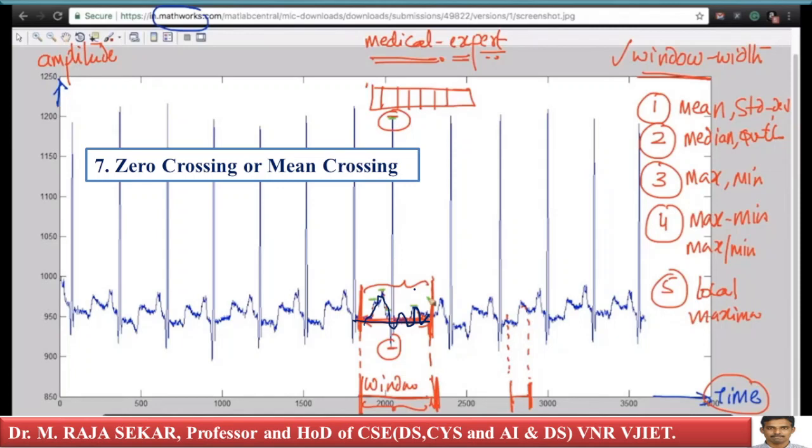These are all features that are classical. What are the features? That may be something like mean or standard deviation, that may be median or quantiles, that may be max comma min, that may be max minus min, that may be max by min, that may be local maxima, local minima, that may be zero crossing or mean crossing. These are all classical features.